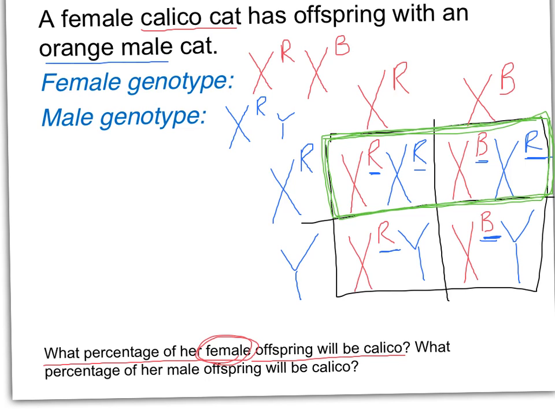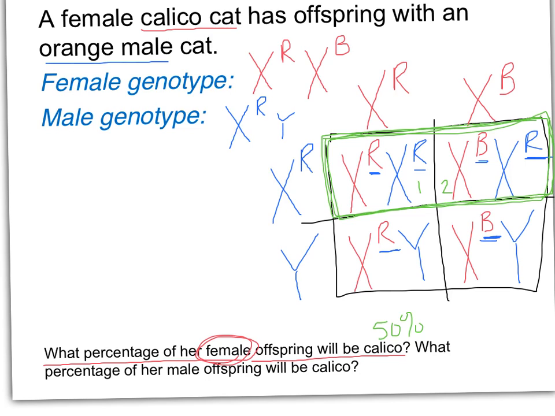So female offspring, I have one female here and I have female 2 here. So out of the 2 females I have, 50% or half of her females are going to be calico, and her other half are going to be orange.